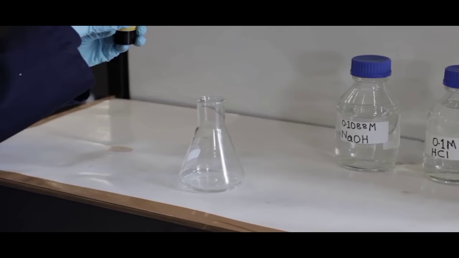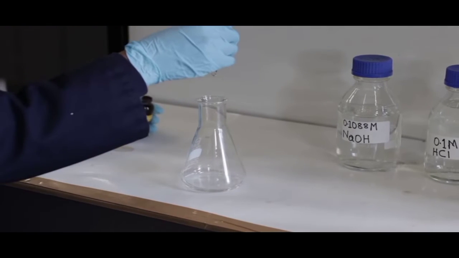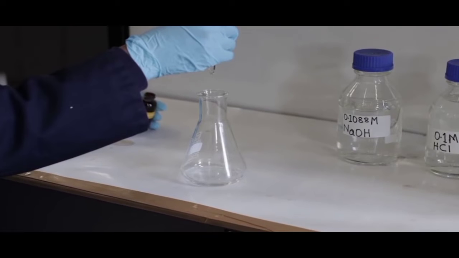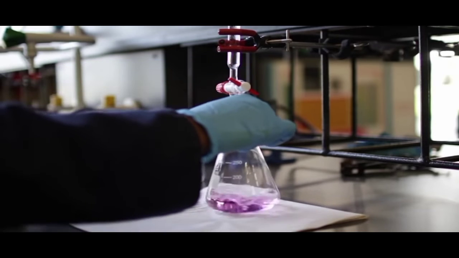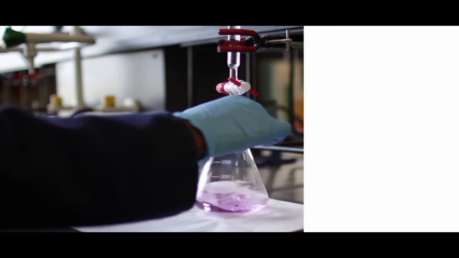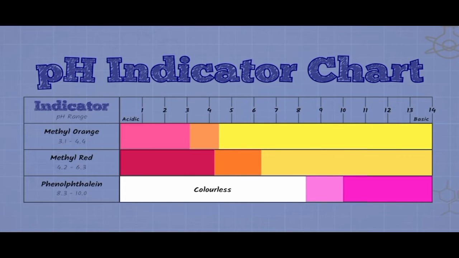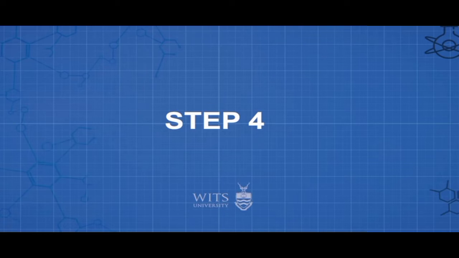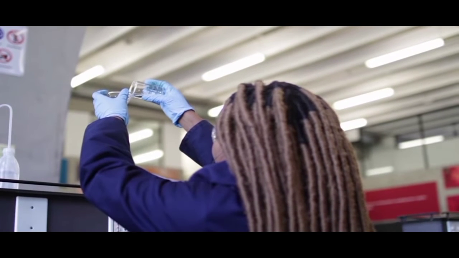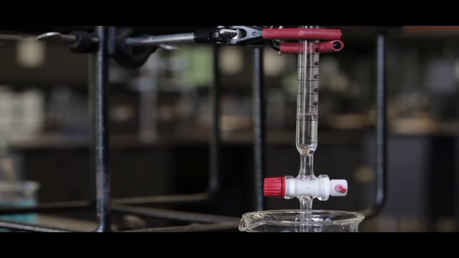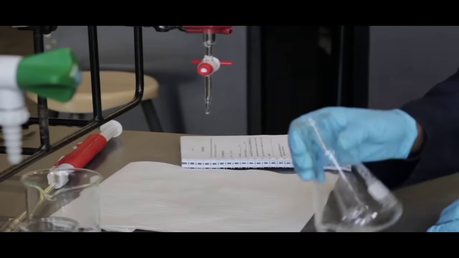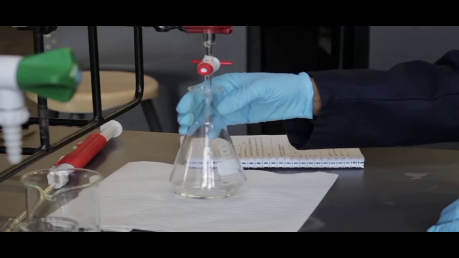Step 3. A few drops of an indicator may be added to the conical flask. This will show a change of color when we have reached the endpoint, or when the titration is complete. The following indicators will be used in your practicals. Step 4. A second solution is placed in the burette. This is the titrant.